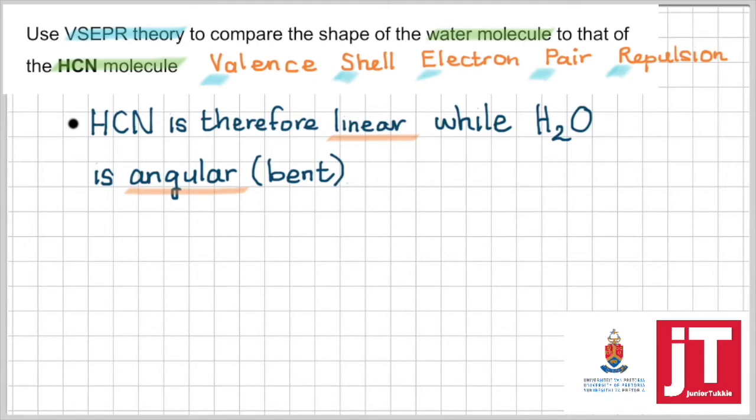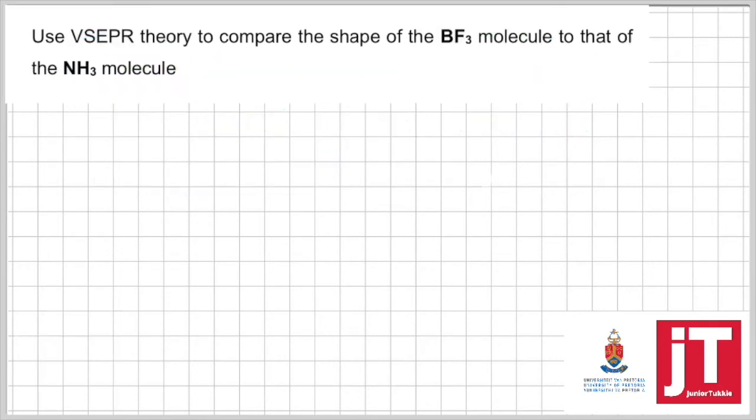If you would like to elaborate further, you can also point out that the water molecule has at least 2 lone pairs on its central atom, and these lone pairs repel the bond pairs more than the bond pairs repel each other. And it is for this reason that the water molecule is angular rather than linear. We are done with this problem, and we can hop into the next one.